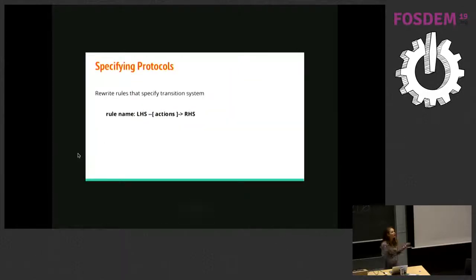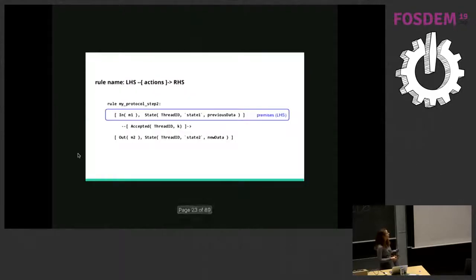So how do you specify protocols in Tamarin? Well, you use things called rewrite rules, and these rewrite rules transition the system from one state to the next. All right, a rule is made up of a left-hand side and a right-hand side, and there are some actions in between.